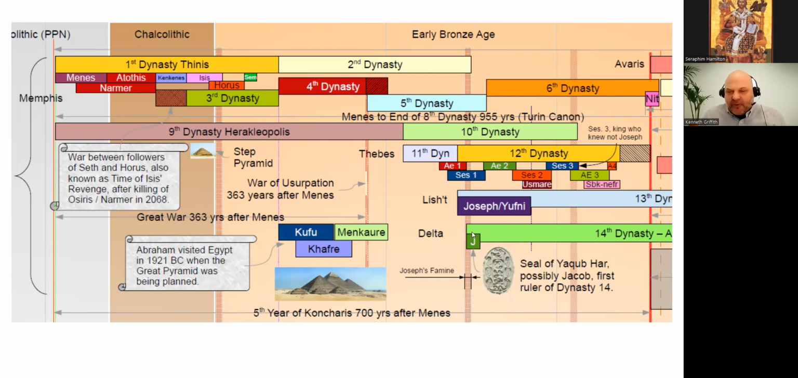The last thing that we wanted to point out was that the 14th dynasty, we believe that this was the rule of Goshen. So there's an early king of the 14th dynasty called Yaqub Har, and that's a picture of his seal. There've been about 30 copies of that seal found in Canaan as well as the Delta area of Egypt. And we believe that he was the king of the 14th dynasty, that basically that was Jacob, Joseph's father, after Pharaoh gave him rule over the land of Goshen.